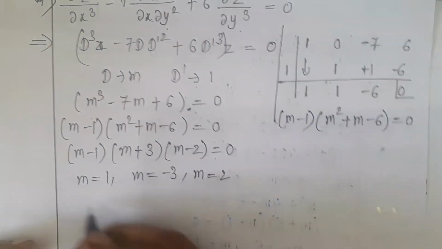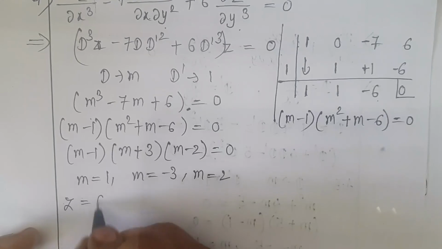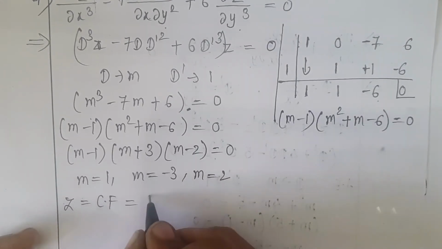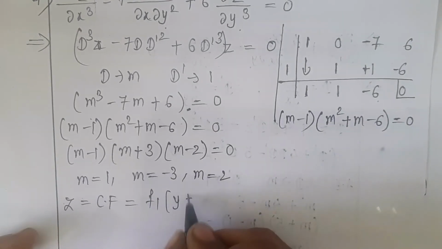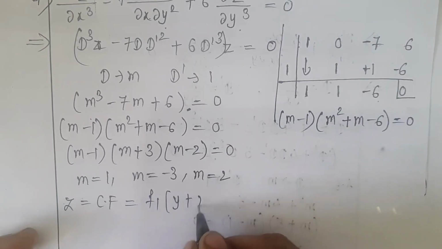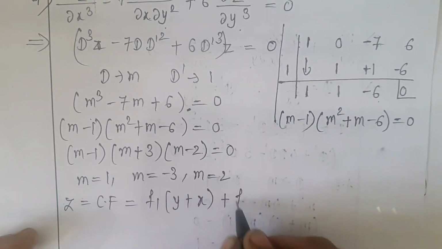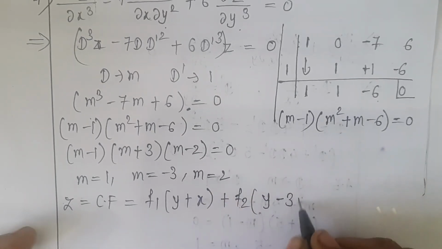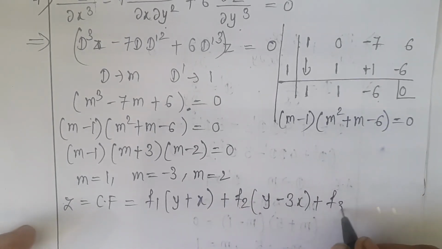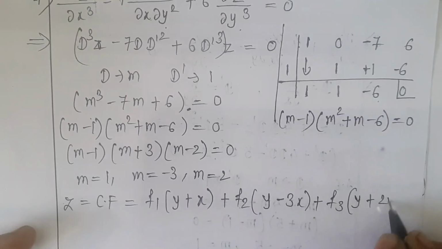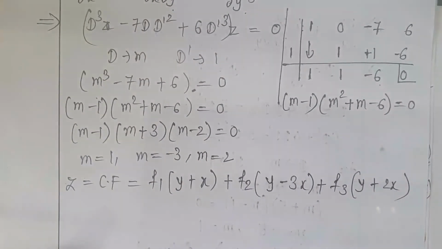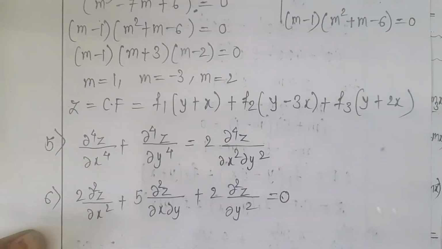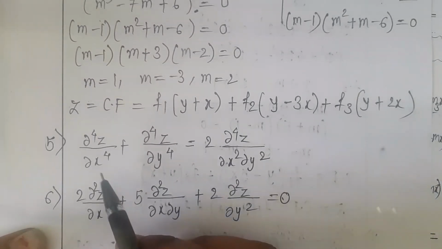So simply write the CF, z is equal to CF here, which is f1 of y plus mx. The first root is 1, so 1x, plus f2 of y plus m2x, that is minus 3x, and f3 of y plus 2x. So this is the solution for the differential equation. So you can try these examples at home.